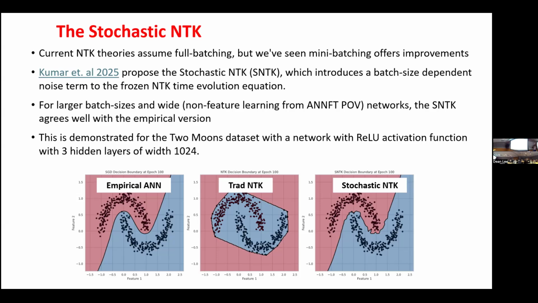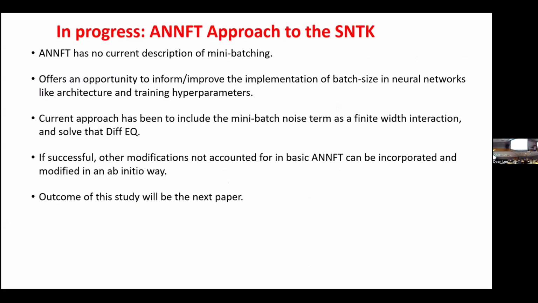From their paper, they have a wide network of 1,024 with 3 hidden layers, and they use a batch size of 8. So this is their result from an empirical ensemble. This is the traditional NTK that doesn't know anything about mini batching. It does pretty terribly in finding a boundary between the 2 moons data set. And then the stochastic NTK does a pretty good job at finding that boundary. So that's nice.